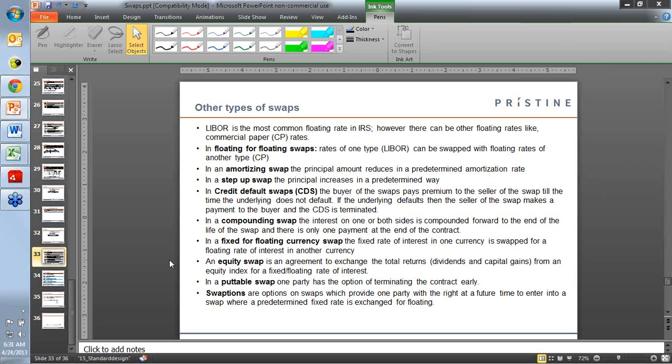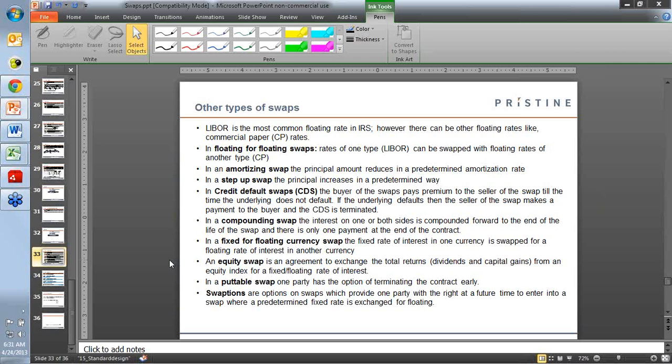Then we have an equity swap, that is an agreement to exchange the total returns from an equity index for a fixed or floating rate of index. So on one side you will have the returns from an equity or a share or a group of shares, and you will swap it with a fixed or a floating rate of interest from, say, a debt instrument.